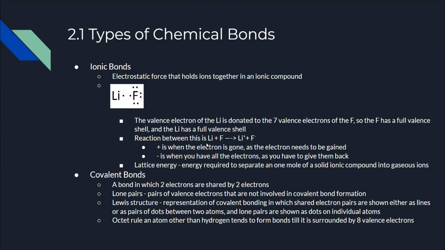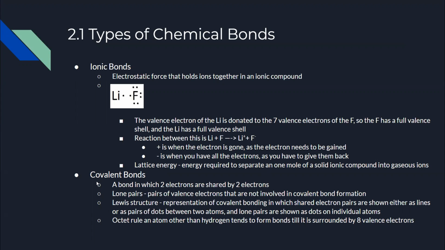This reaction is shown as Li plus F creates Li+ with that electron gone, plus F- with that added electron. The plus is when the electron is gone, as the electron needs to be gained back for the Li to be its whole self again. And the minus is when you have all the electrons, as you need to give them back. Along with that, there's a way to measure this, which is called lattice energy, the energy required to separate 1 mole of a solid ionic compound into gaseous ions.